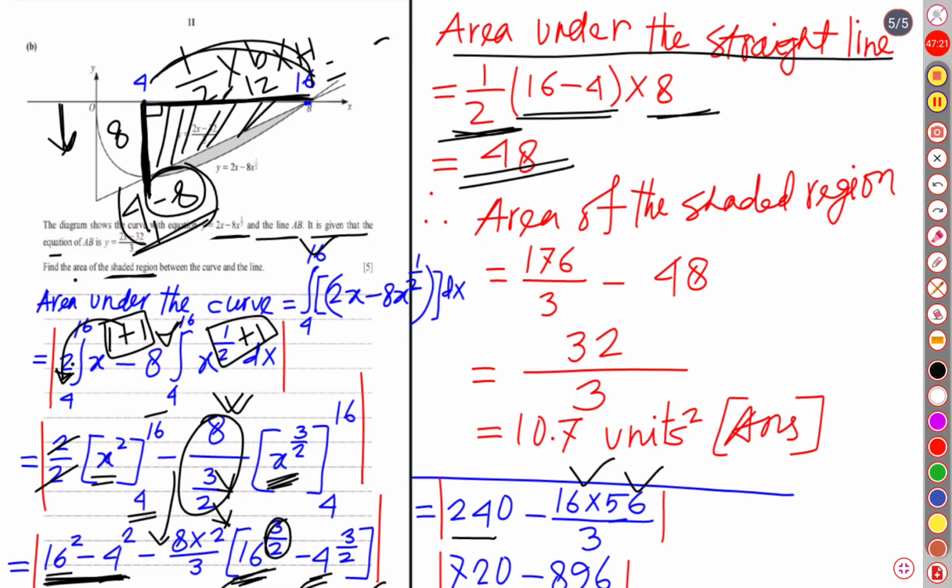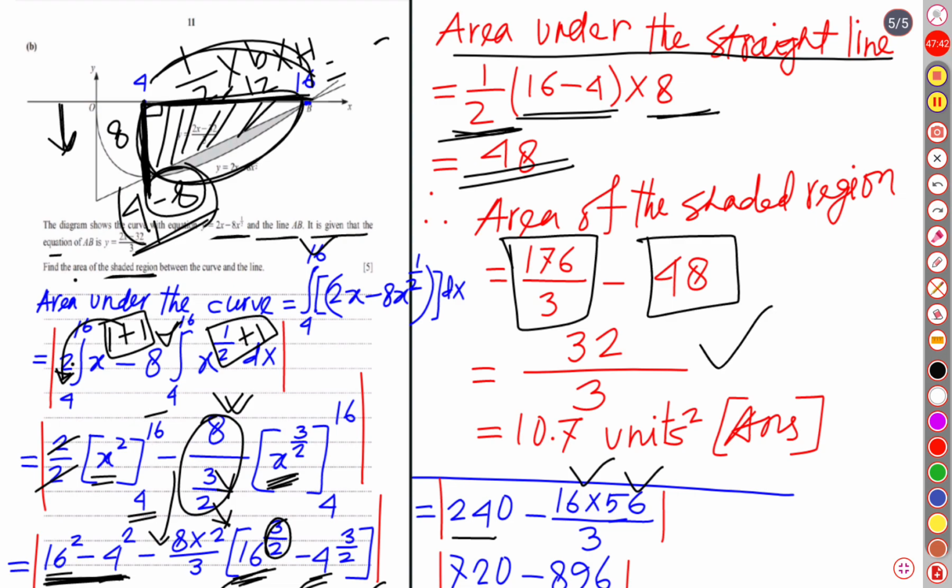I have already explained that the area of the shaded region means that from the whole area covered by this curved line, we have to subtract the area of the triangle. So the area under the curve we got is 176 over 3, and the area under the straight line is 48. If we do the subtraction, we get 32 over 3, which can be written as 10.7 in decimal format, in three significant figures.